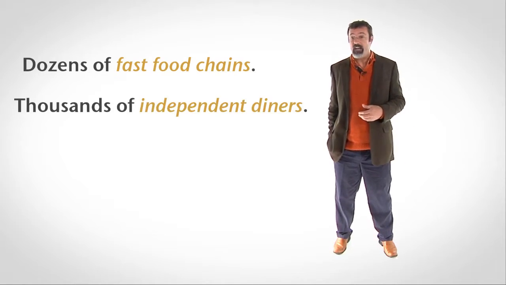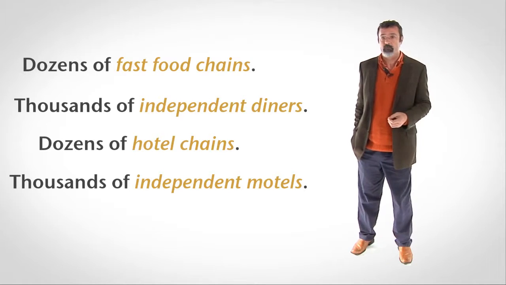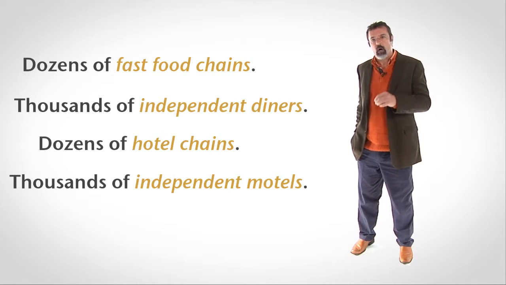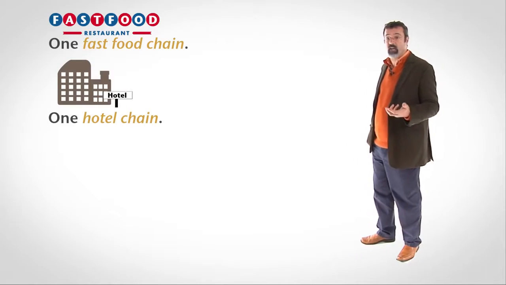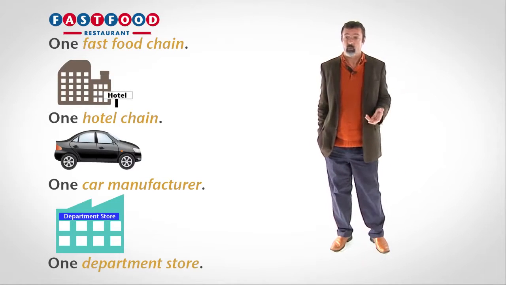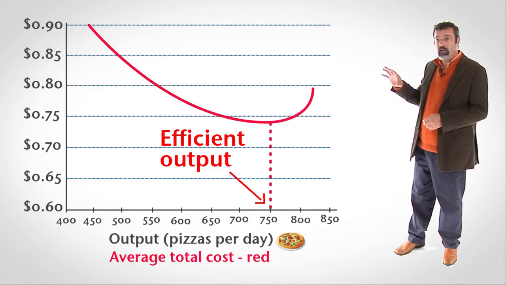To observe diseconomies of scale, look at the number of firms producing the same product. There are dozens of fast food chains and thousands of independent diners, dozens of hotel chains and thousands of independent motels. If firms only experienced economies of scale, then there would be only one fast food restaurant chain, only one hotel chain, only one car manufacturer, only one department store. Because of diseconomies of scale, firms can only grow so large. Any larger, and their average total costs start to rise, and they start to lose business to competitors with lower average total costs.